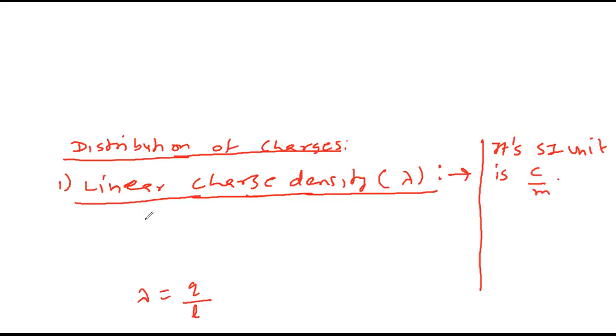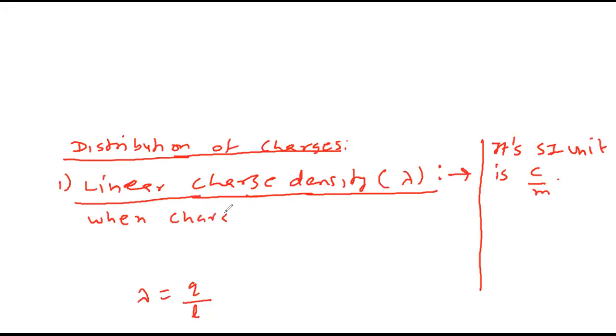See again what we are telling. Charge may not be every time situated at a point, but it is distributed. Depending upon distribution, I said there are three types. First one, linear charge density. So when charge is distributed along the length of a conductor, then linear charge density is defined as charge per unit length. SI unit is coulomb per meter. Okay, meaning clear? First write the heading, distribution of charge, then linear charge density.